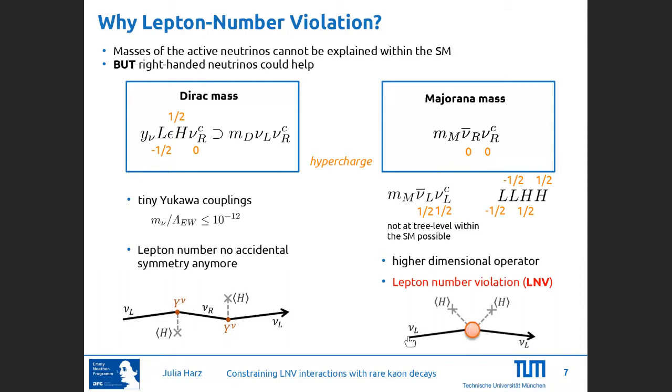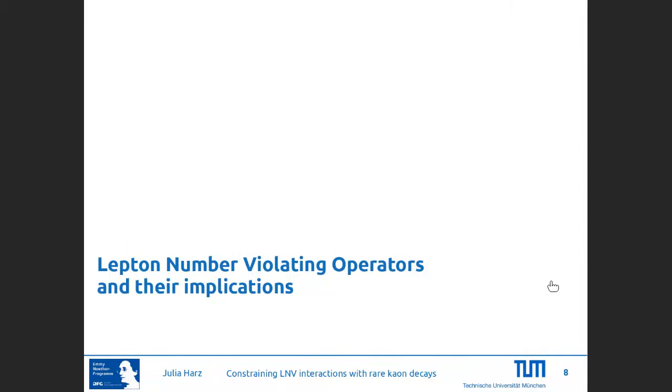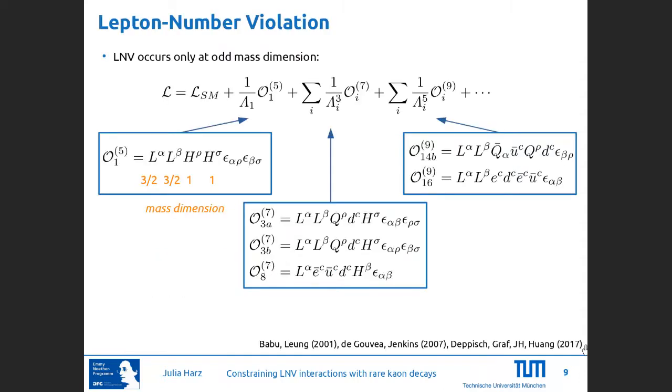And additionally, what it also means is that now I really have an interaction that would give me lepton-number violation, which I would like to see somewhere to test whether I have a Majorana or a Dirac nature. This brings me to the second part already. So this is the motivation to look into lepton-number violating operators and lepton-number violating interactions and their implications. How can we test them?